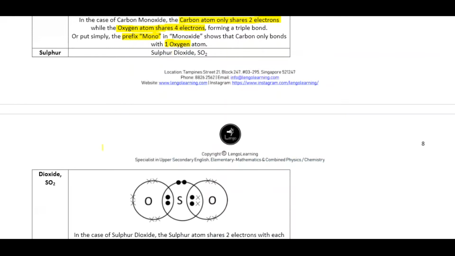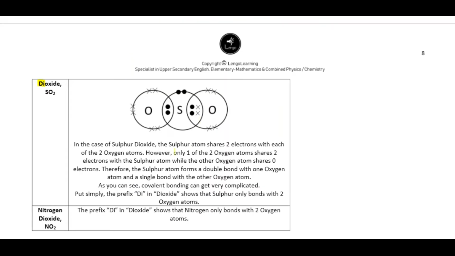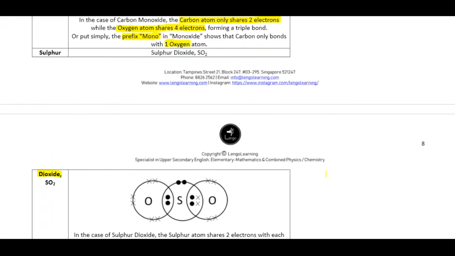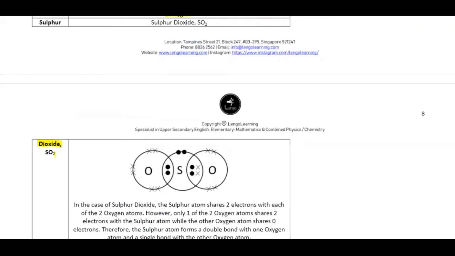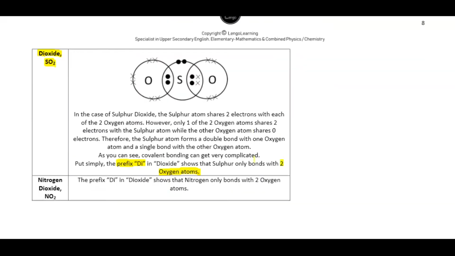So now we have sulfur dioxide. We have the prefix di. The prefix di represents 2. Dioxide means that there are 2 oxygen atoms, so that's why we have two oxygen atoms, O2, bonded to one sulfur atom. So sulfur dioxide is SO2.